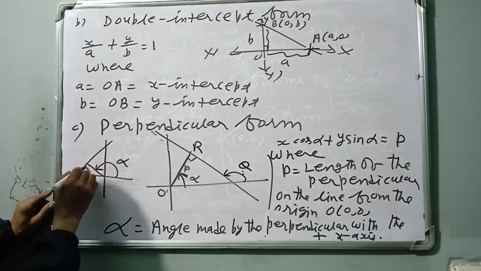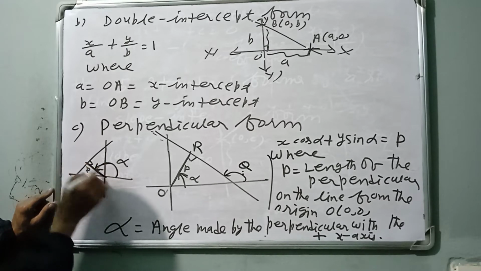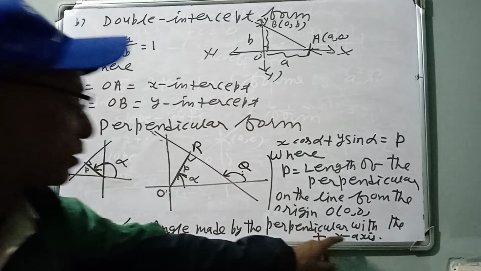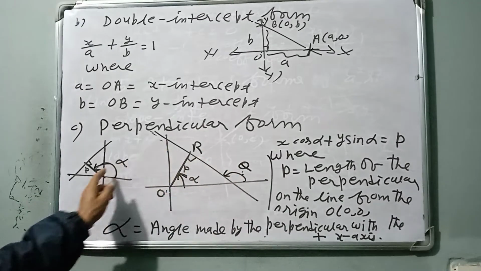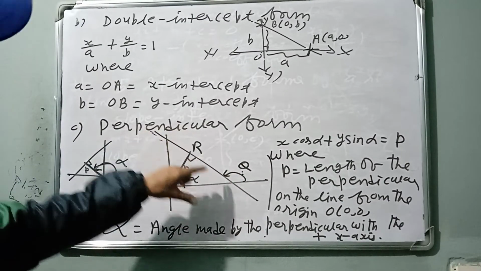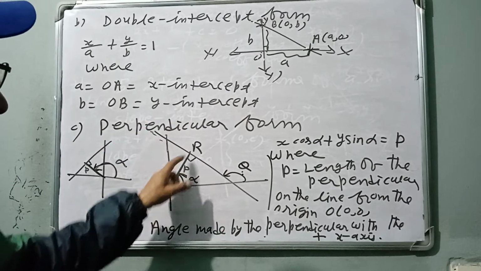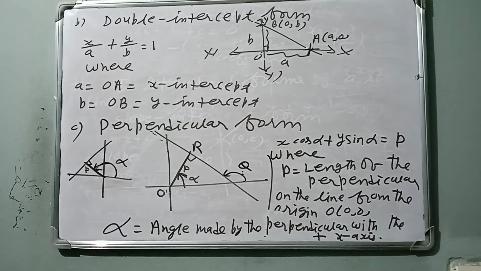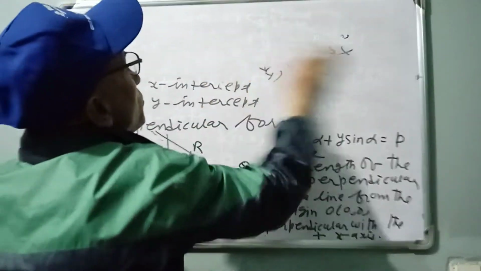This is alpha, perpendicular p. Length of perpendicular p, angle made by the perpendicular with the x-axis, positive direction of x-axis, alpha, not theta. So p for length of perpendicular, alpha for angle made by the perpendicular with the positive x-axis. Perpendicular form. Now two more forms.